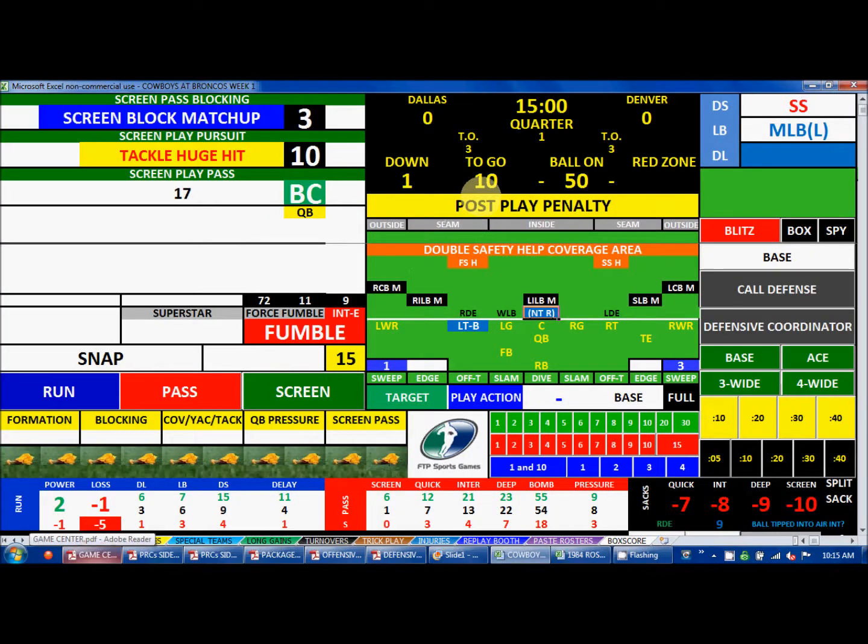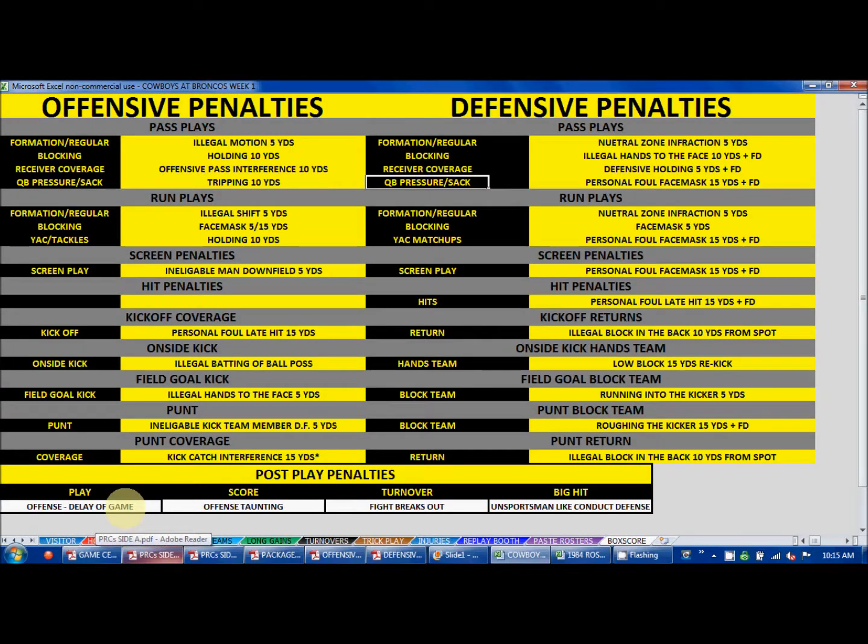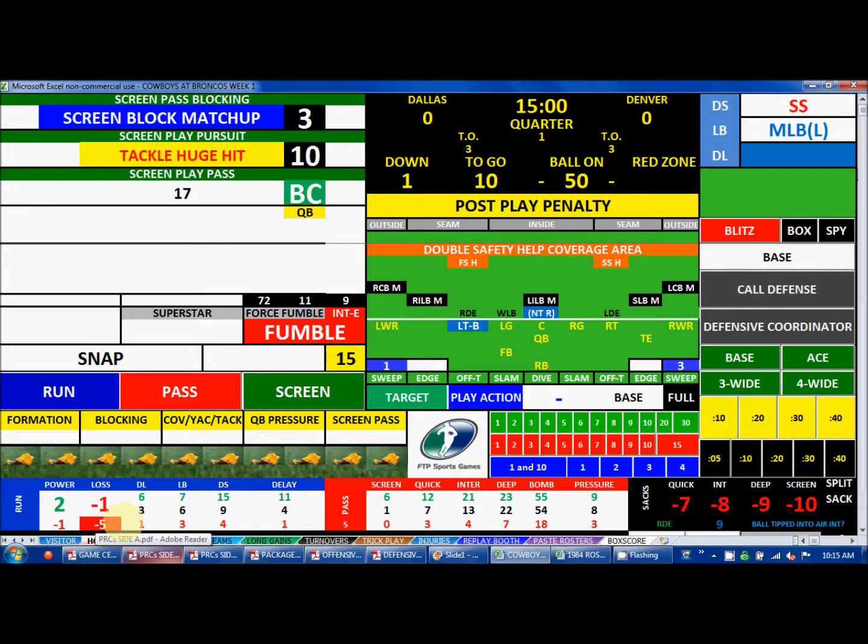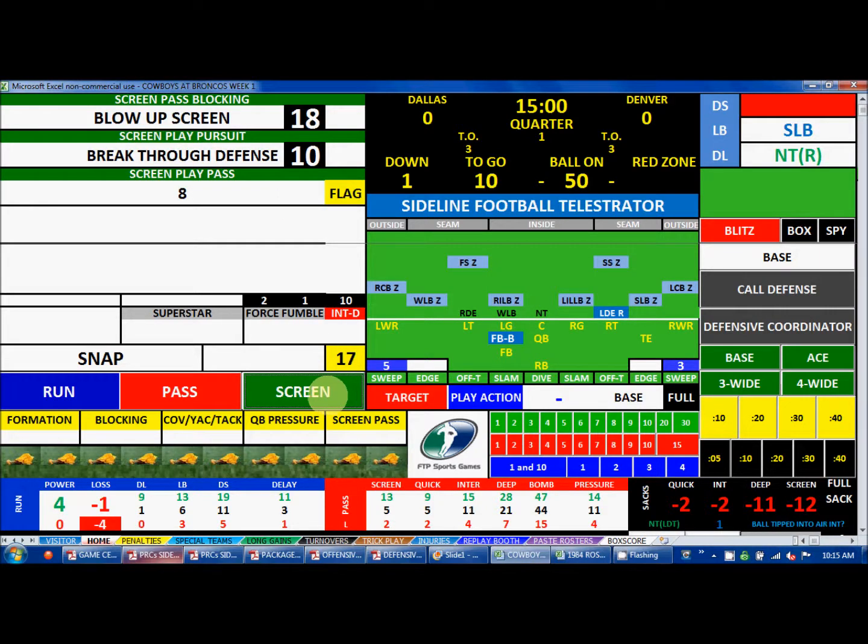All right. We also saw that there was a post-play penalty, and it's delay of game. So after everything is resolved and you move on to the next play, a delay of game might pop up, and if that's the case, you can either choose to burn a timeout or take the delay of game penalty. Fumble number popped up here, and then you would go through the fumble procedure as normal. So again, screen passes, it's pretty simple.